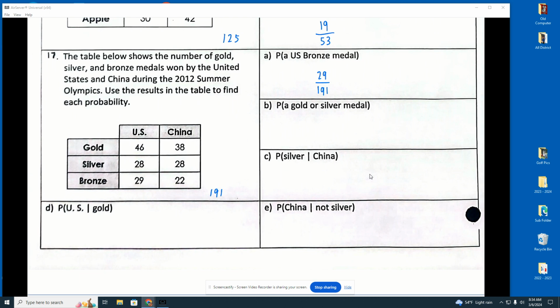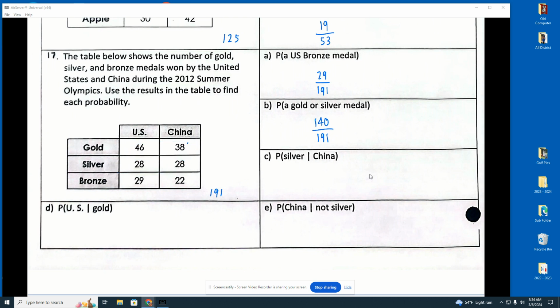What's the probability of a gold or silver medal? So again, that's out of everyone. That's out of 191 people. So how many won gold? All of these. How many won silver? All of these. So we add all of those categories up. 46 plus 38 plus 28 plus 28 is a total of 140 out of 191.